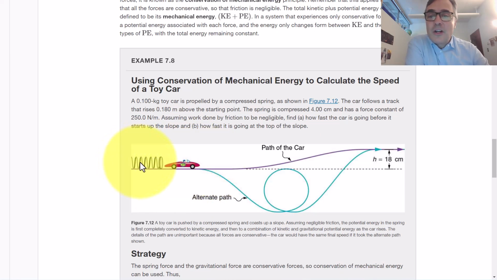For example, this car starts by compressing a spring. The spring stores the spring potential energy. Then it is released, and that's converted to kinetic energy of the car. We could define the initial gravitational potential energy of the car to be 0 at this 0 height. Then it goes along these two different paths and ends up at a height of 18 centimeters above its initial point. Well, if you're asked how fast the car is going at this point and at this point, you can use conservation of mechanical energy, and you don't even need to know the details of this path, as long as you assume that there's no friction, so there's no energy dissipated during the motion.